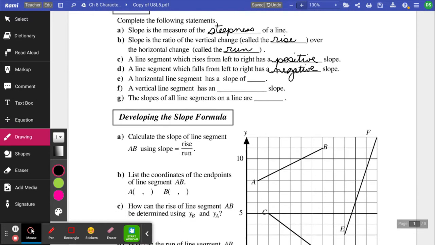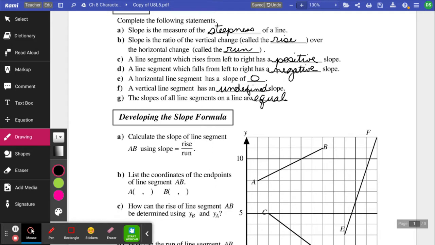Horizontal lines. Think about this one. A horizontal line segment has a slope of zero. And a vertical line segment has an undefined slope. Okay, none of those expletives. And the slopes of all line segments on a line are equal. Good job, just nailing it.